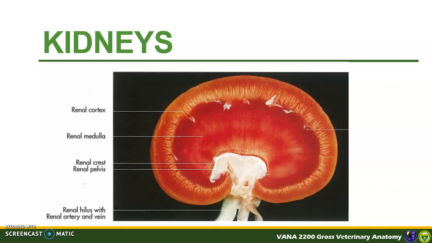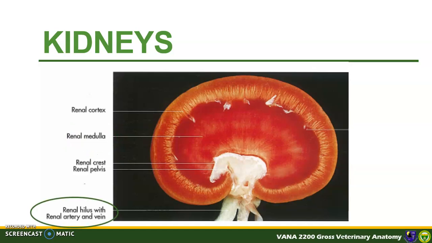In order to visualize the internal structures of the kidney, here is a sagittal section of the organ. The renal cortex is the outer layer of the kidney parenchyma beneath the capsule. It is characterized by its light color and granular appearance as shown here. The renal medulla is the inner layer of the kidney parenchyma characterized by the striated appearance.